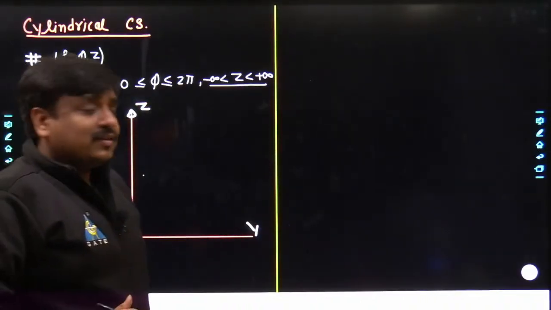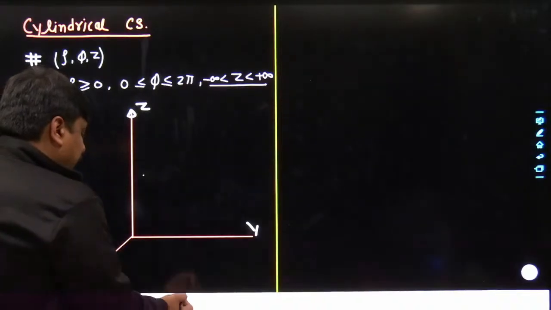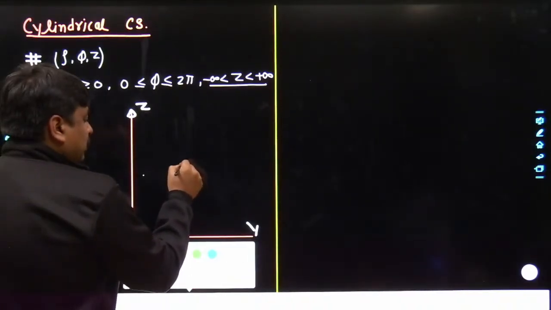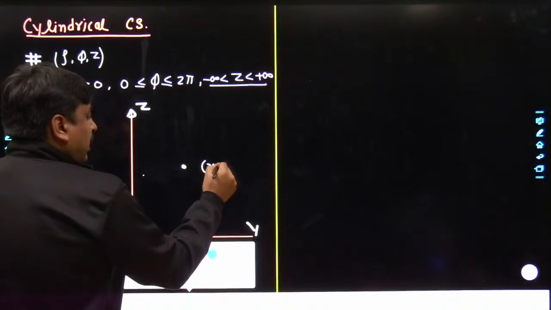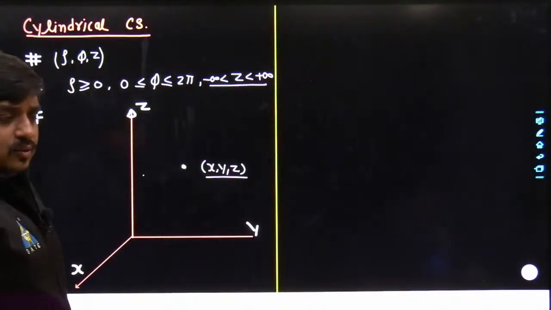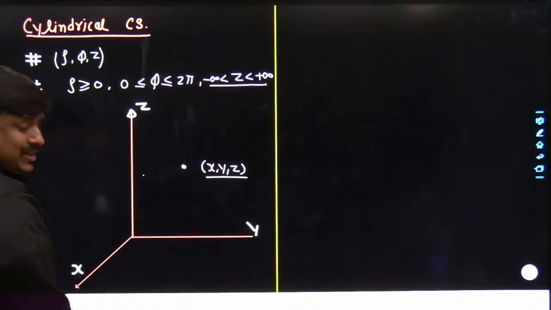What did I do in the last class? For the unique identification of a point over a 3D space, let's take that the point is placed over a 3D space where in the Cartesian coordinate system it was written as x, y, z. What did I do? Simply I dropped this point onto the z equals 0 plane.